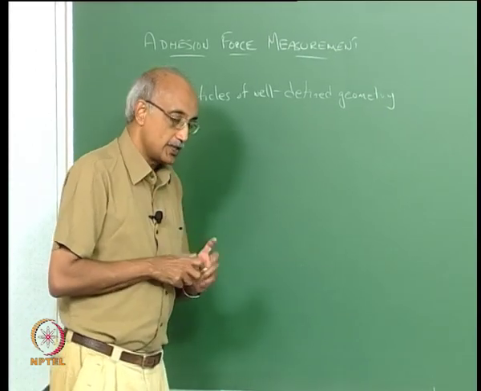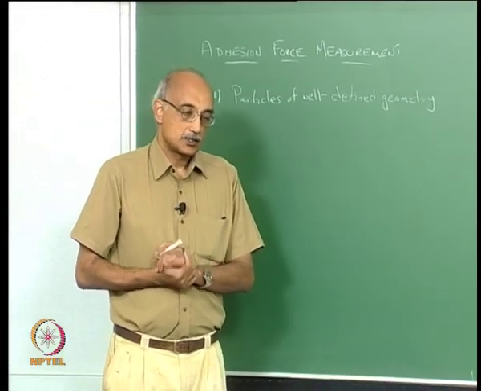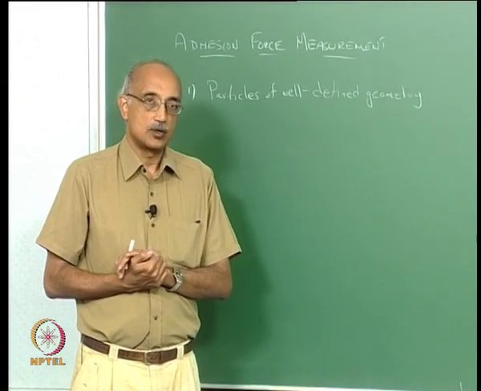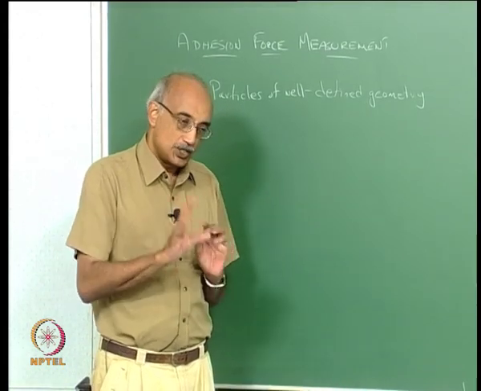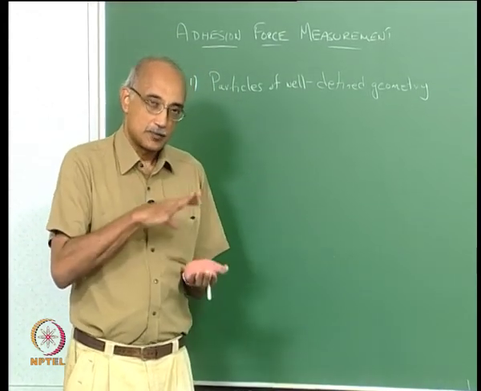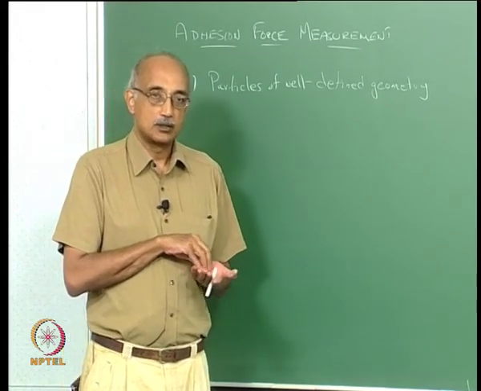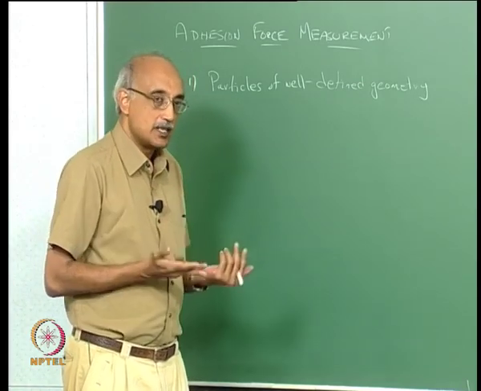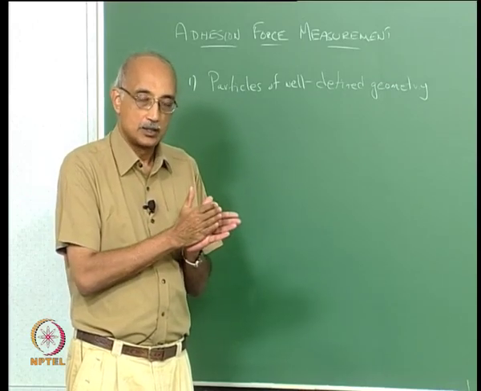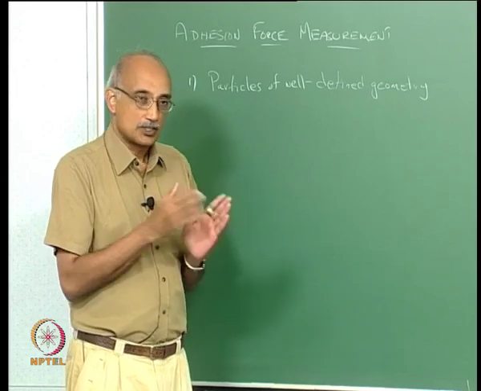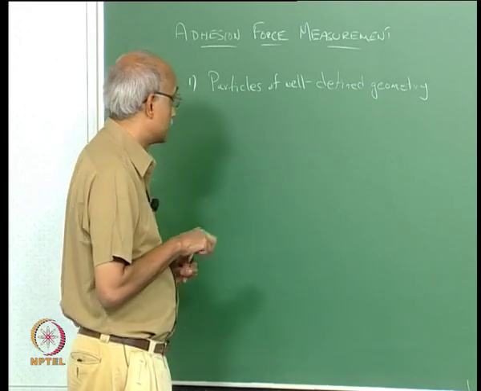So, well defined geometry is important, and usually spherical particles are chosen because it is more convenient to obtain spherical particles, and also the adhesion between a spherical particle and a surface does not depend on the direction of approach or the angle of approach. Whereas if you have a particle that is elliptical, for example, you can easily imagine that depending on whether the particle approaches the surface end on or side on, the adhesion forces are going to be very different. So, some of those variables can be eliminated by using spherical particles as your test particles.